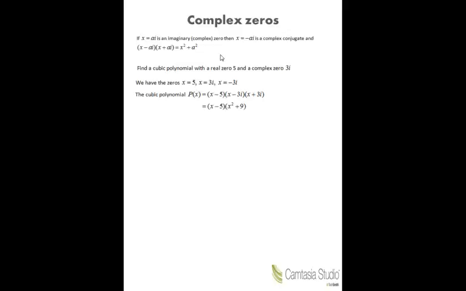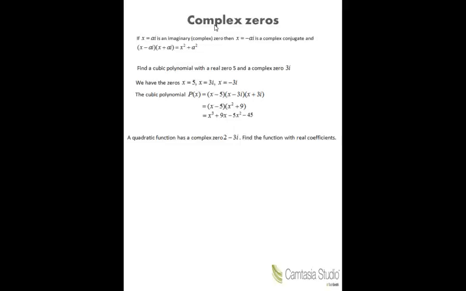So you can see x minus 3i times x plus 3i will be simply x squared plus 3 squared, which is x squared plus 9, and then again distribute x minus 5. So first you distribute x, you get x to the 3 plus 9x. Then distribute negative 5, you get negative 5x squared minus 45. You are done.